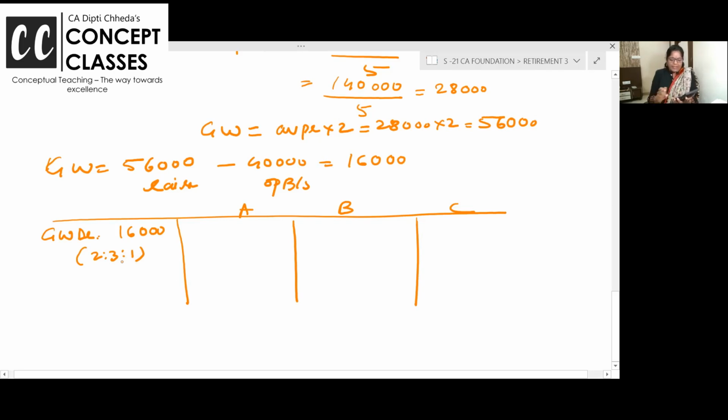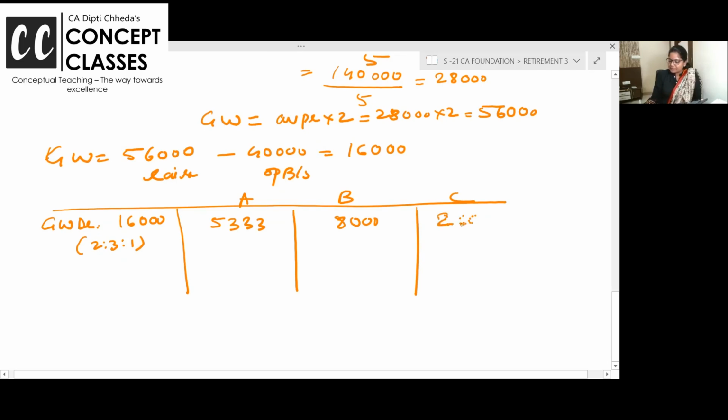16,000 into 2/6, 5333. 16,000 into 3/6, 8,000. 16,000 into 1/6, 2667. Now tell me, is it clear or not?